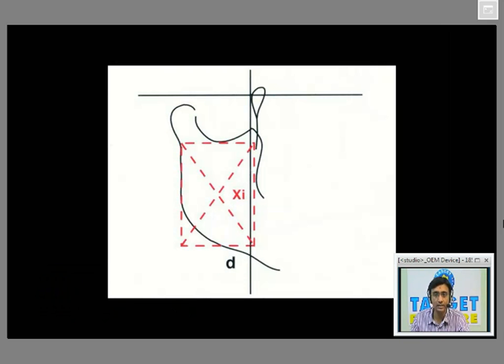Xi point is the geometric center of the mandible. It is used for superimpositions. Superimposition is a postgraduate topic, but still it has been asked, so I have included it.